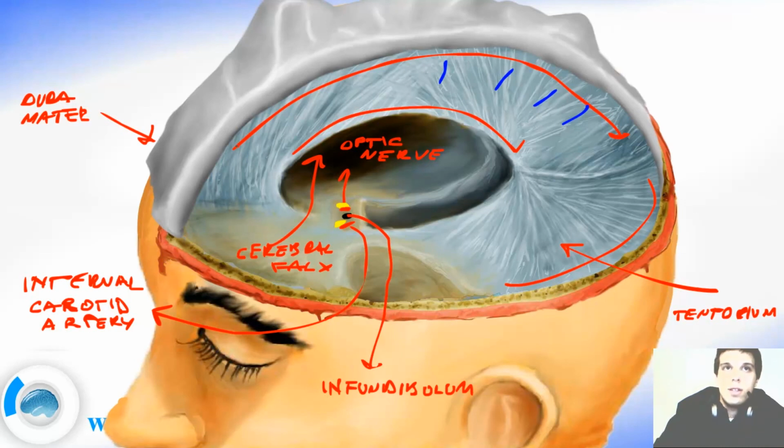I also said that inside of falx and tentorium there are systems of sinuses which we cannot see. We would have to make a cut to see it. I illustrated that in other images.